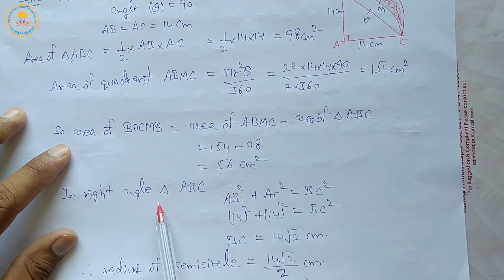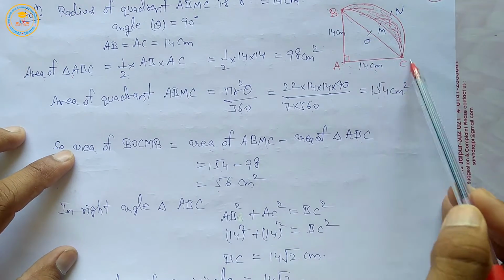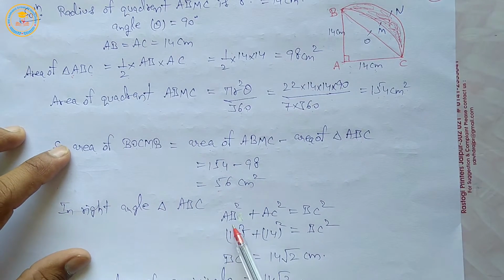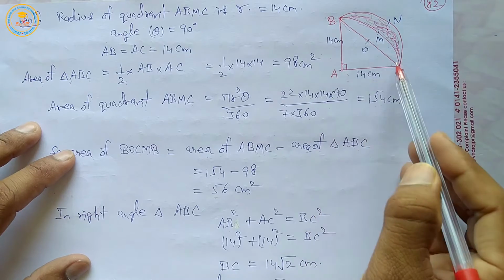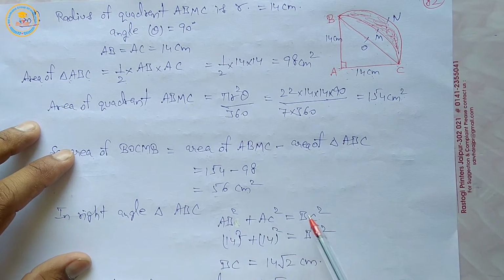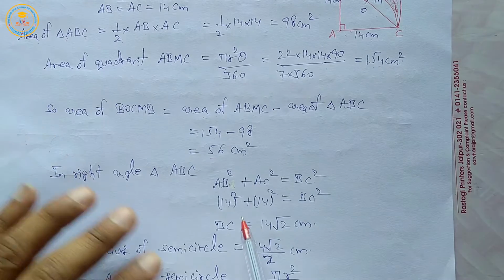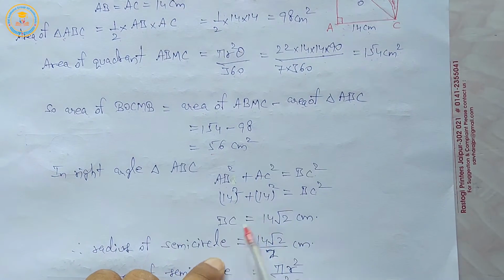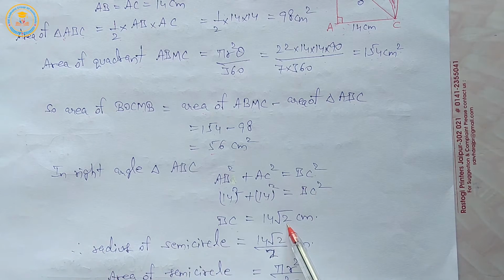Therefore in right angle triangle ABC, AB square plus AC square equal BC square. According to Pythagoras theorem, BC is hypotenuse, so BC square equal perpendicular square plus base square. 14 square plus 14 square equal BC square. Now the value of BC is 14 root 2 centimeter.